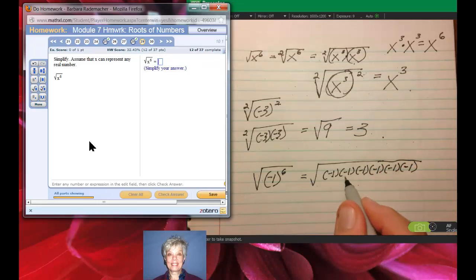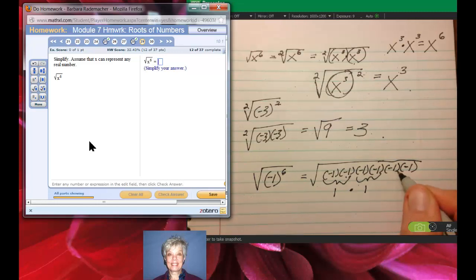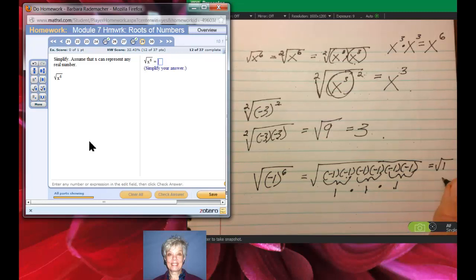And negative 1 times negative 1 is positive 1. Each pair of negative 1s gives positive 1. So what you end up with is 1 times 1 times 1, which is 1. So you'll be taking the square root of 1, and the square root of 1 is 1.